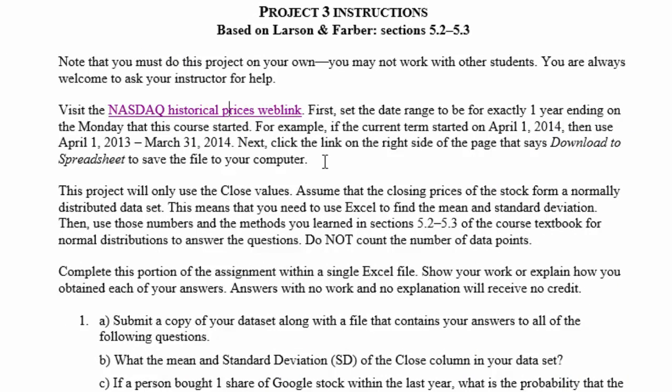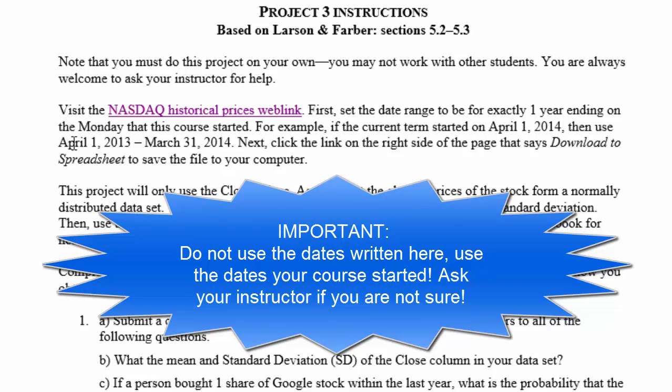Now for those dates, this is very important. You're going to set those dates for exactly 1 year ending on the Monday this course started. For example, if this course started on April 1st of 2014, the starting date you will use is April 1st of 2013, a year ago. And then you'll go to the day before, March 31st, 2014. So there's 1 year in there. There won't quite be 365 values because the stock market gives no values on weekends and holidays, so a lot of values will be missing. But that should give you about 250, 255 or so values in your spreadsheet.